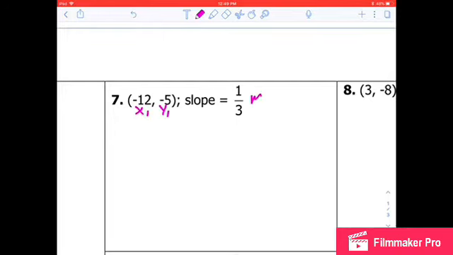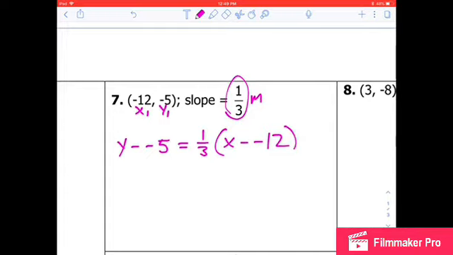Okay, so y1, x1, we've got m. So let's set it up. Y minus negative 5, that's going to become plus, but let's write it all out. 1/3 times x minus negative 12. And again, both of those become plus, so let's go ahead and change those to plus. And now we can go ahead and distribute and solve. So 1/3 times x. So y plus 5 equals 1/3x.